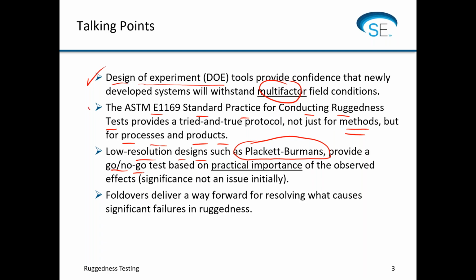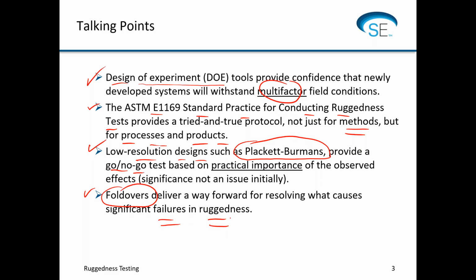Now, what's really cool about the low resolution designs that are 2-level, such as Plackett-Burman or standard 2-level, is that you can then fold them over by changing all the signs to the opposites. That way you can resolve the main effects from the 2-factor interactions, and you can do some follow-up to figure out what caused a failure in ruggedness.